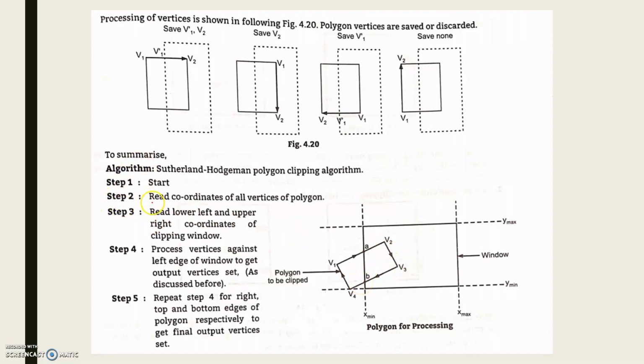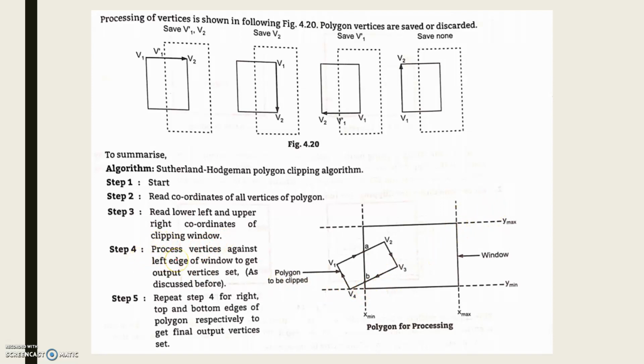Step 2 is you have to read the coordinates of all vertices of the polygon, that is V1, V2, V3, V4. Then in step 3, you have to read the lower left and upper right coordinates of the clipping window. Then in step 4, you have to read the coordinates of the clipping window.